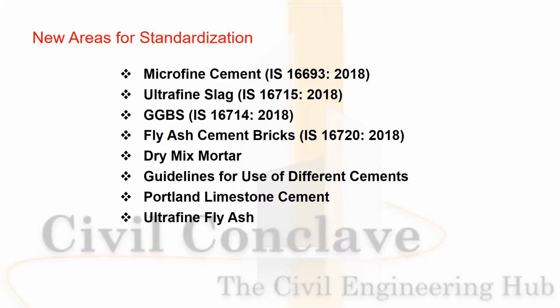IS 16644. New areas for standardization that have been adopted in NBC: microfine cement, which is IS 16693. Ultrafine slag, IS 16715. GGBS, IS 16714. Fly ash cement bricks, IS 16720. Dry mix mortar. Guidelines for use of different cement. Portland limestone cement. Ultrafine fly ash.